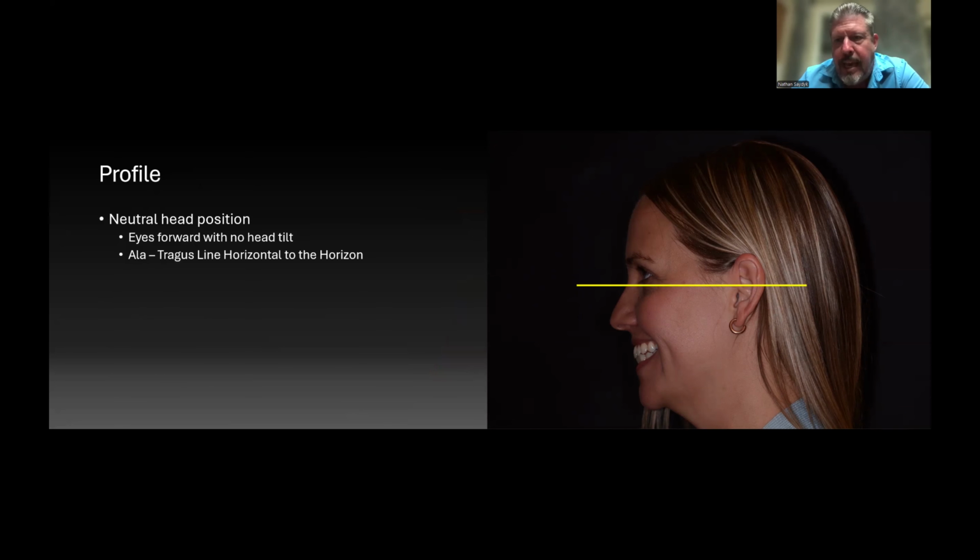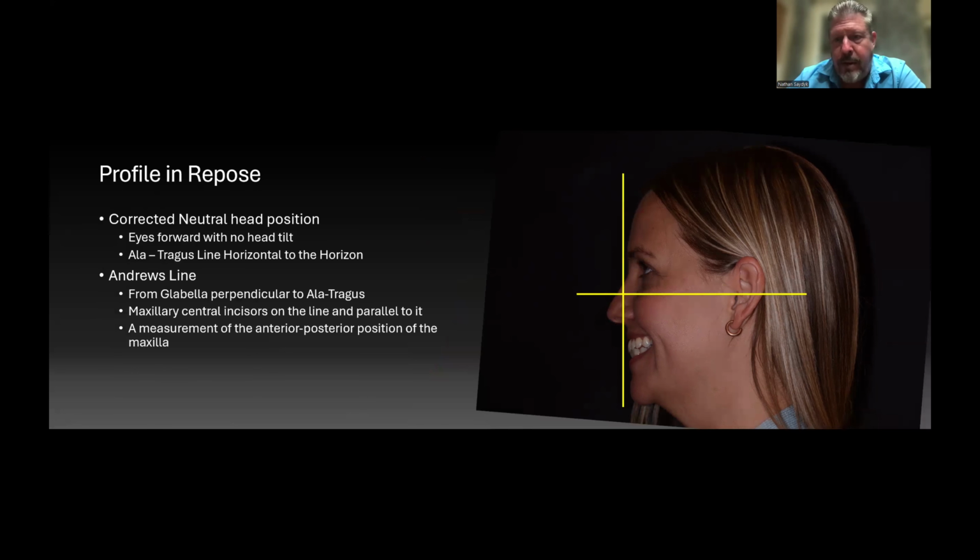And I'm going to see, is this patient in a head forward posture? People that are in a head forward posture tend to have airway issues. A lot of times they have TMJ issues, and they have posture issues that are going to affect their bite and their teeth. I'm going to correct the photo and drop a line from the forehead down, and see, are the front teeth on that line? This is called Andrews line. This gives me an idea, is the maxilla in the proper anterior posterior position?